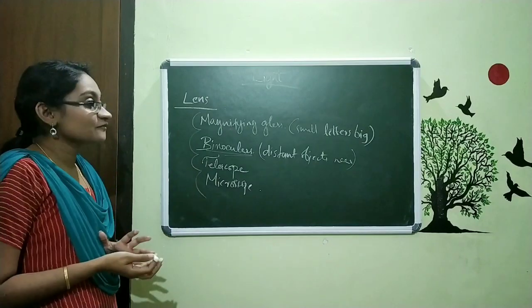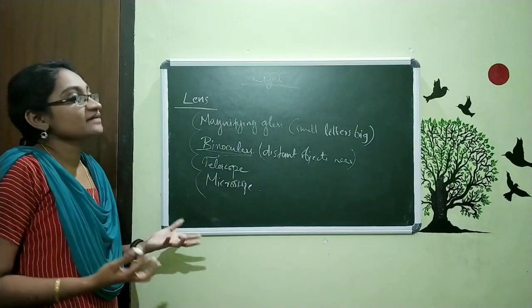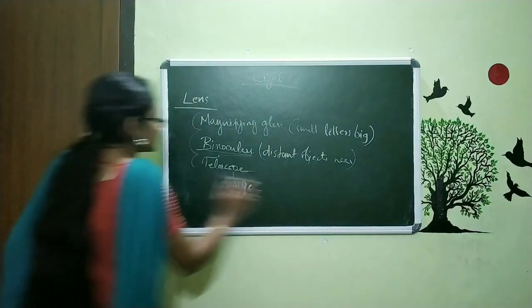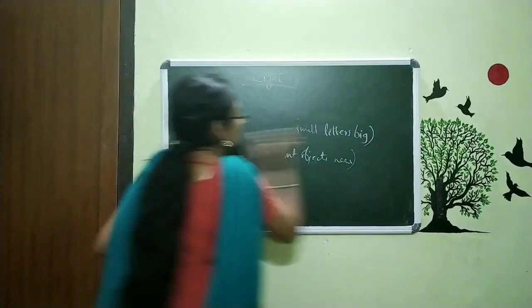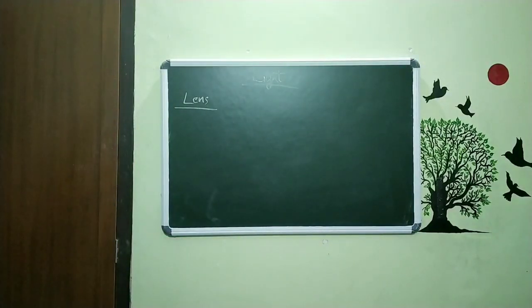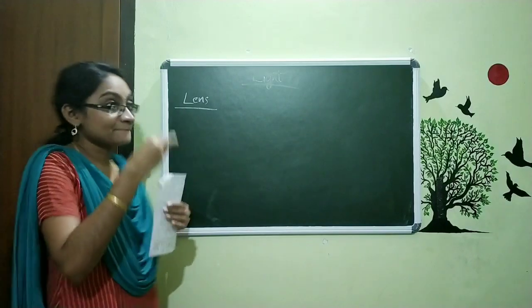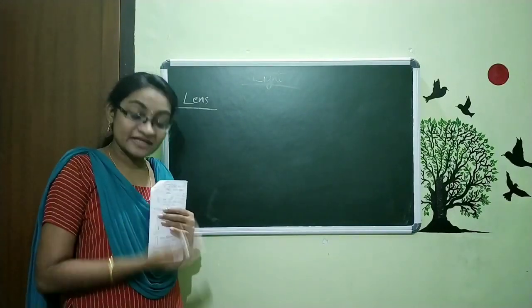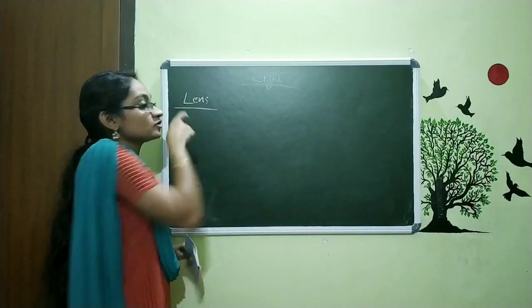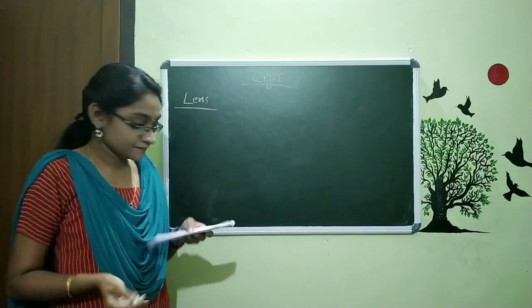Now, I already said that different devices or objects contain lens in different types. Which are the different types of lens? That now we are going to discuss. When we studied mirrors, we studied plane mirror, convex mirror, concave mirror. In a similar way, we are going to study which are the different types of lens.